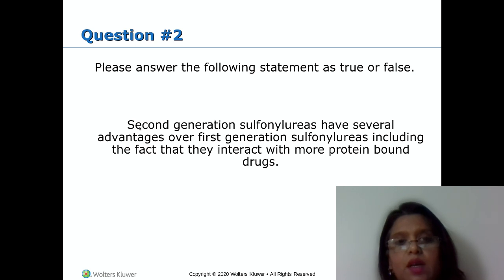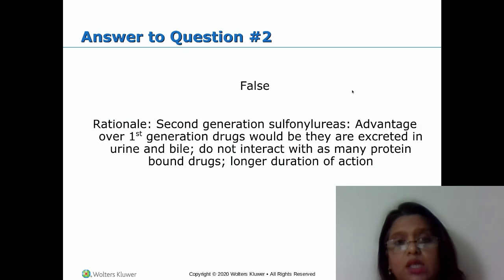Question: second generation sulfonylureas have several advantages over first generation sulfonylureas, including the fact that they interact with more protein bound drugs. False. The second generation advantages over first generation drugs are that they are excreted in the urine or bile, they do not interact with as many protein bound drugs, and they have a longer duration of action.